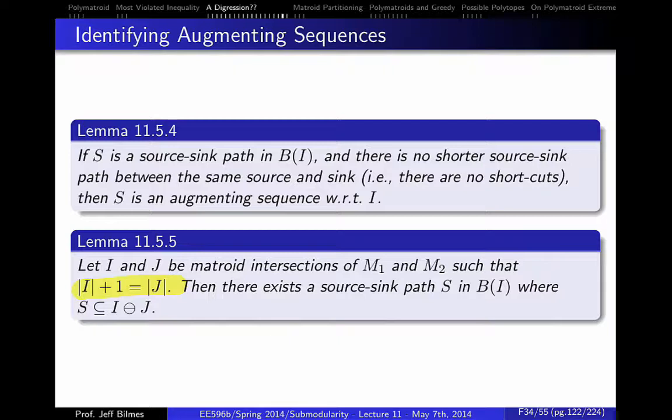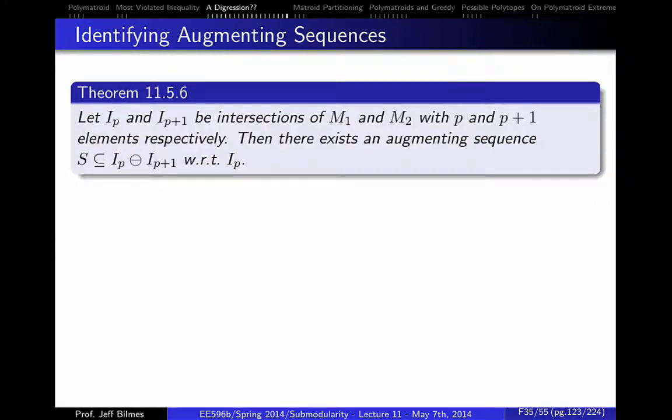Now, one thing to mention is that the border graph is dependent on the current independent set. For each independent set, you need to reconstruct the border graph. Okay, so it's not the same. At every step you have to construct a border graph for doing this. If we've got two intersections of matroid 1 and matroid 2 of size difference 2, then there exists an augmenting sequence that moves us from one to the next.